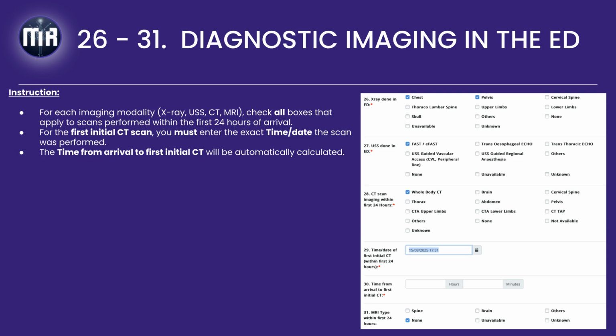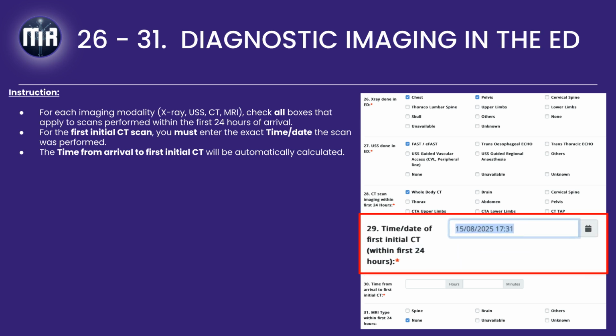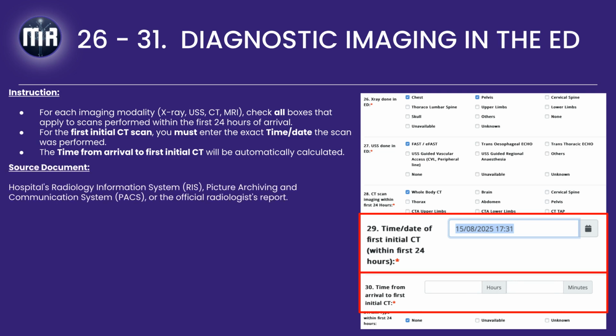You must check all three. The most important part of this section relates to the CT scanner. For field 29, you must enter the exact time and date that the first initial CT scan was performed. From this, the system will automatically calculate field 30, the "time from arrival to first initial CT". The source for all this information will be your hospital's Radiology Information System, RIS, or the official radiologist report, which will have precise timestamps for when the images were acquired.